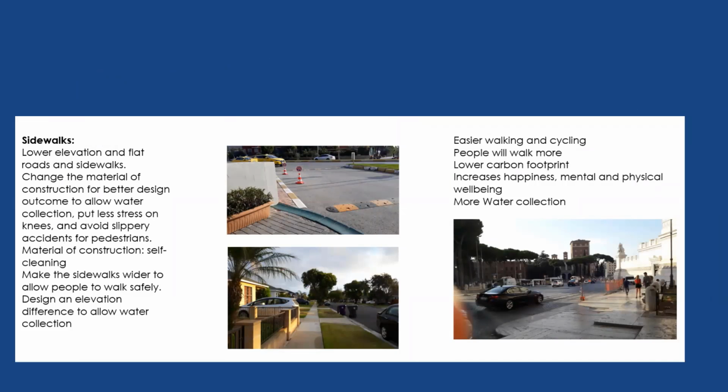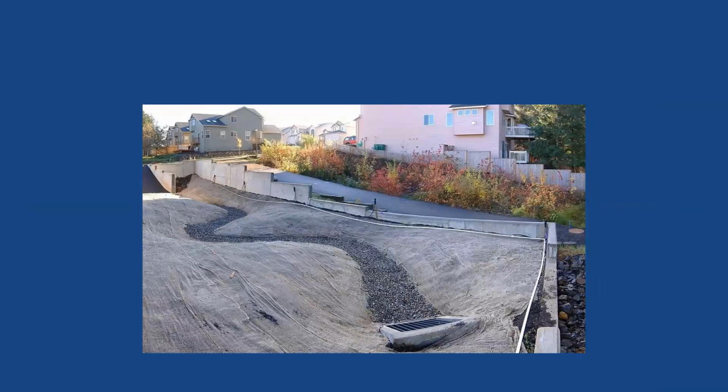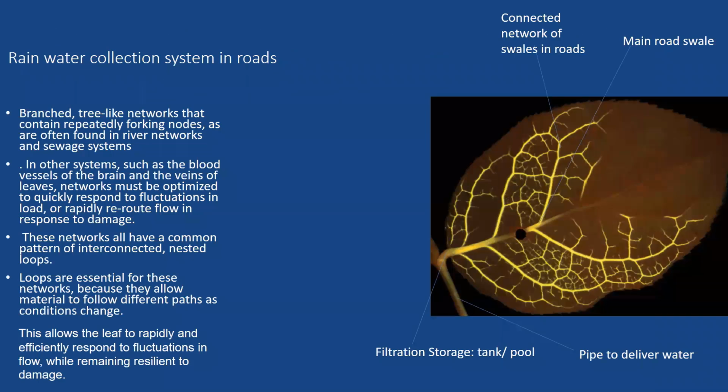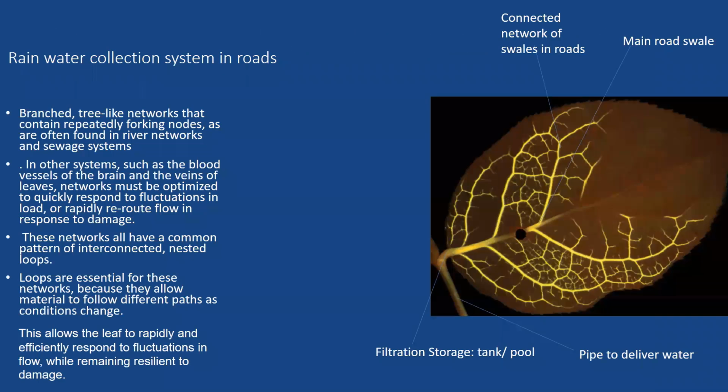And sidewalks could participate in catching water for urban infiltration, and basically build swales in the roads, as shown over here. And this is another example, and employ soils in improving the rain and patterns of the climate. So basically, the soil could sequester also water, or keep water.